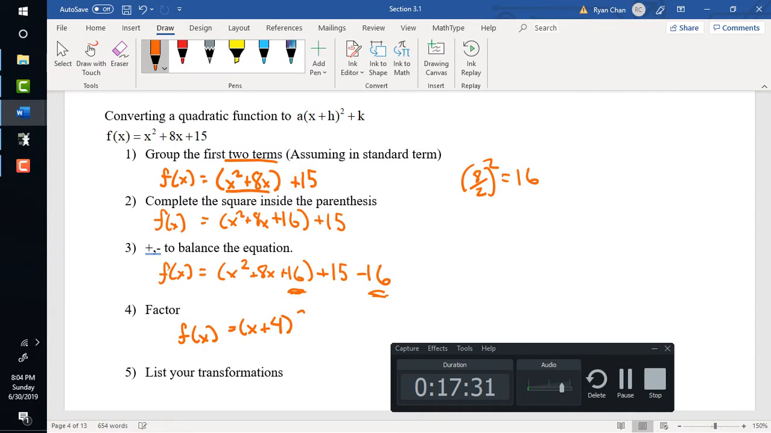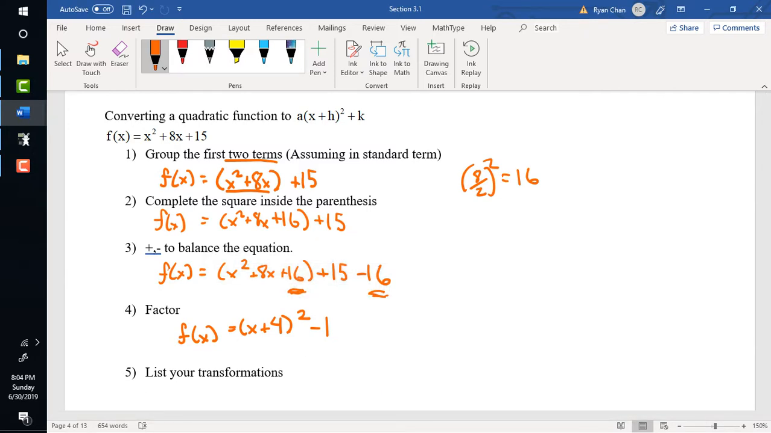This becomes x plus 4 squared. Yeah, and again, make sure you know how to factor. And then 15 minus 16 is going to be negative 1. Like this. Okay.